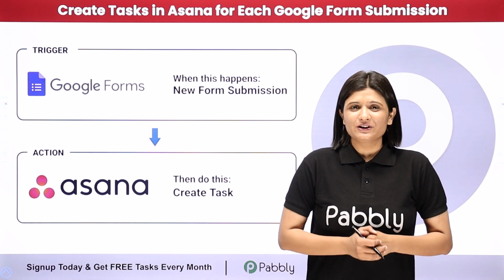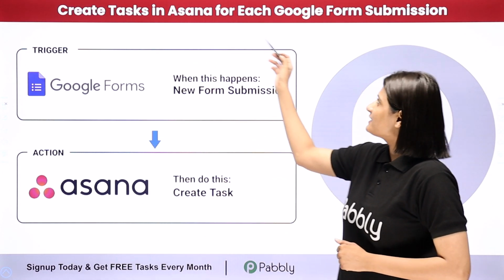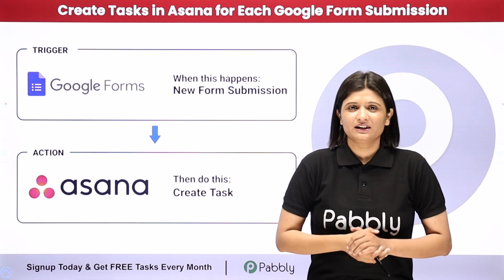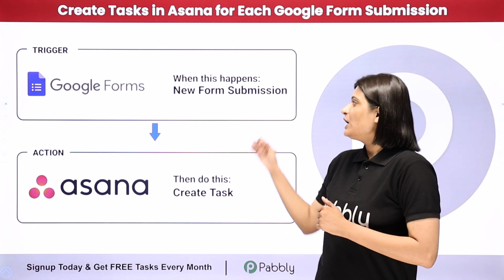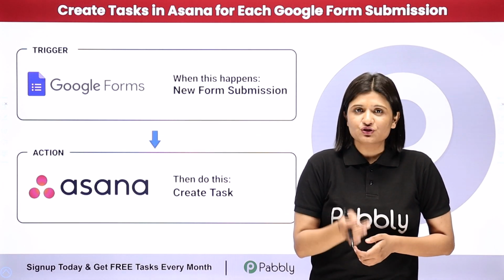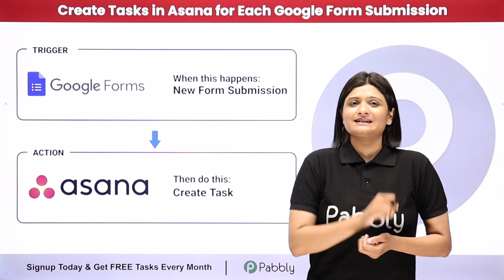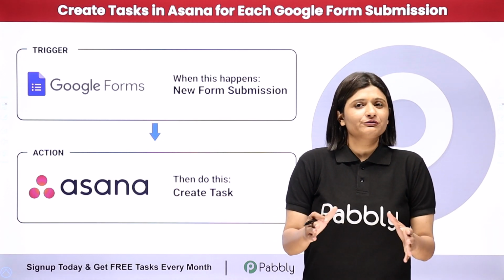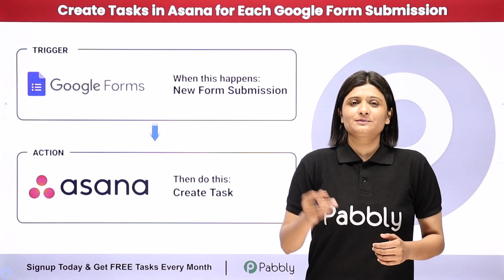In this video, we are going to learn how to create tasks in Asana for each Google Forms submission. So let's suppose I am running a business and I have created Google Forms for each of the tasks, which means whenever there is a task submission, automatically a task is created in my Asana account. Now doing this manually will consume a lot of my time, so I've completely automated this process.